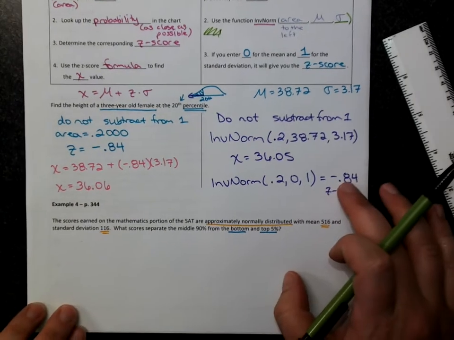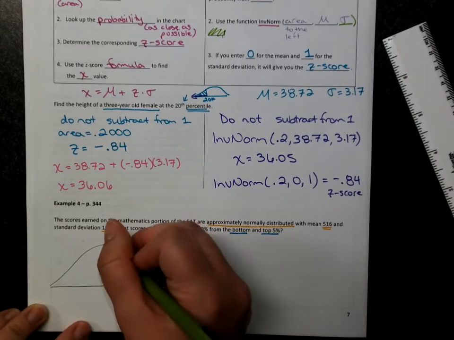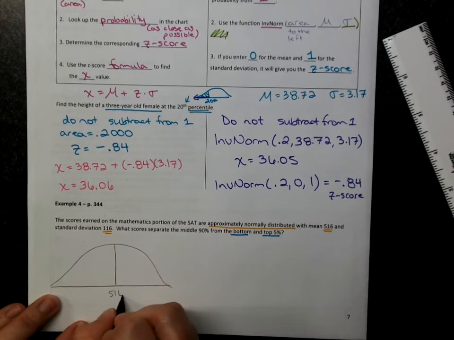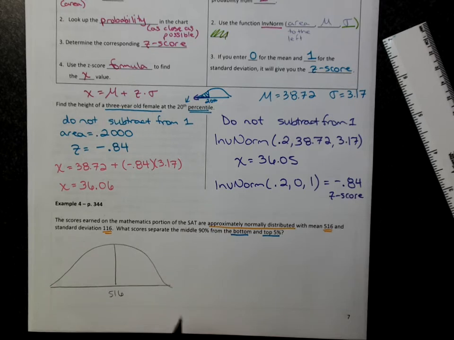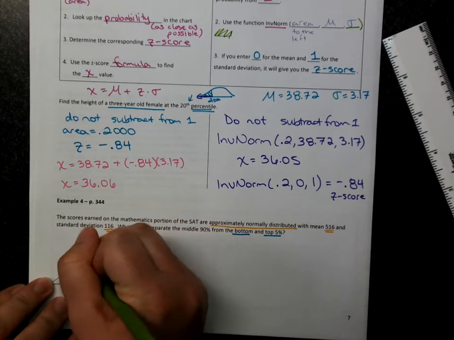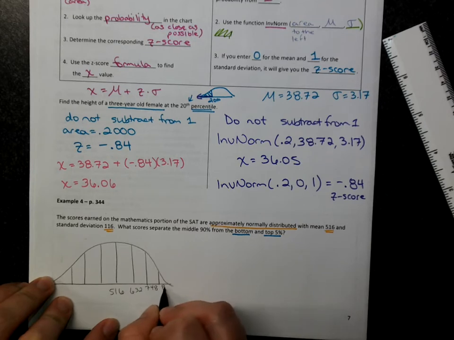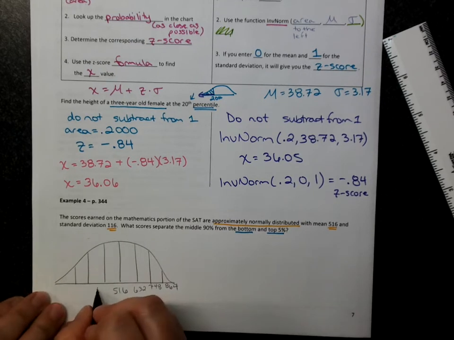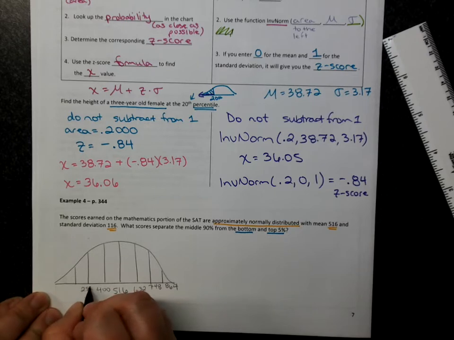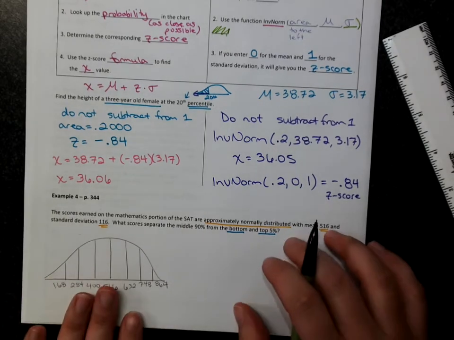Now, we really have to think about what we're trying to do here. I like to draw this picture to just get a good visual of what we're doing. We know 516 is in the middle. We're going to go 3 up and 3 down from that 516. So we add 116, add 116, and add 116 again, subtract 116, subtract 116, and subtract 116 again. So just again, nice visual.